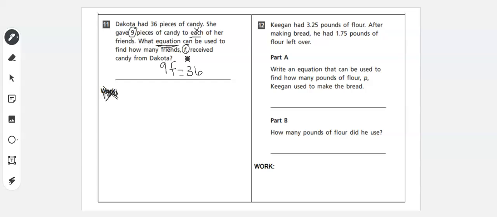Number 12. Keegan had 3.25 pounds of flour. After making bread, he had 1.75 pounds of flour left over. So this part, we're going to write an equation. I know I have this number, and it says that we need to use a variable of P. So I used some flour. That means I originally had equal to 3.25. And if I had 1.75, I had to add it to what I used right here, and that gives us that.